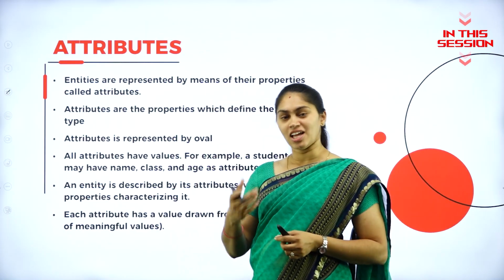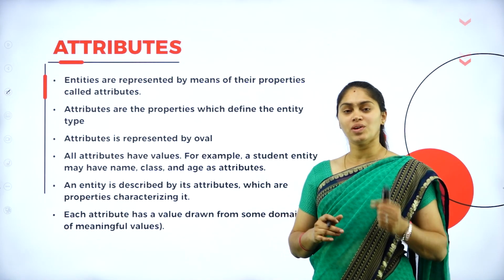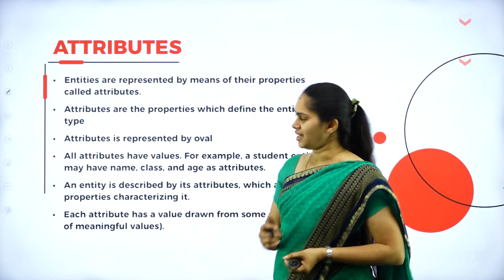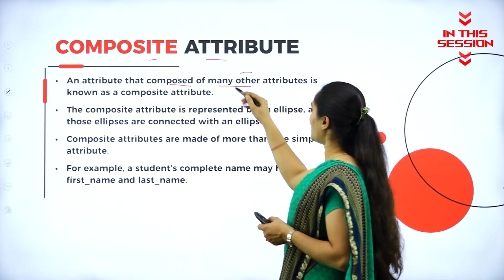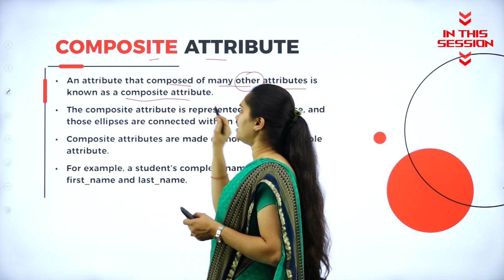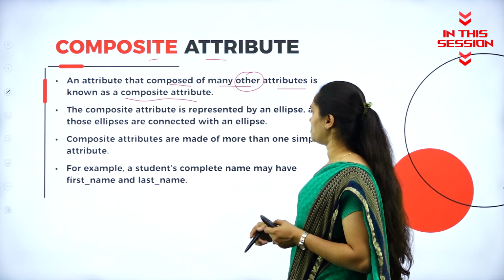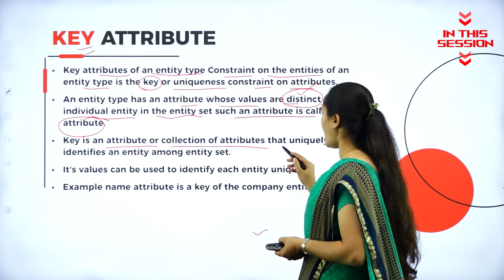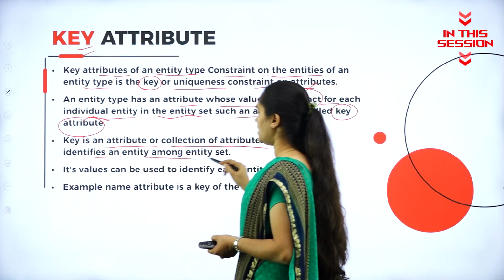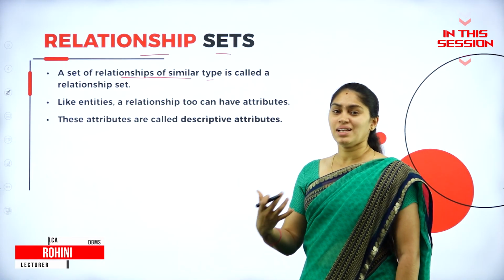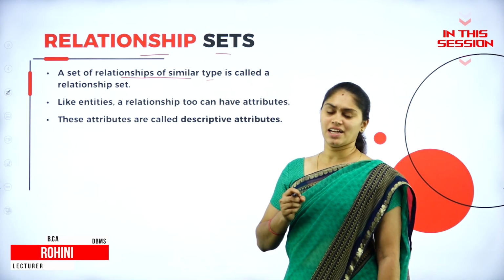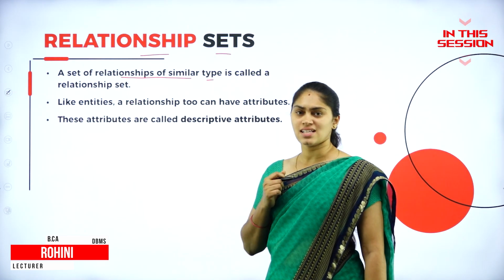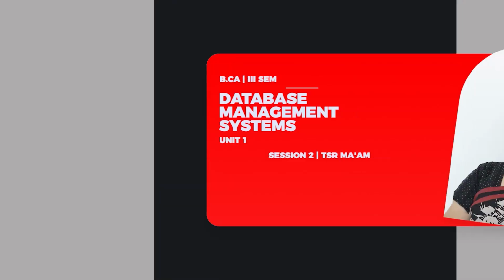Properties of an entity. With the help of this attribute, we are going to identify an entity. An attribute that is composed of many other attributes, then we call that a composite attribute. A key is an attribute or a collection of attributes that uniquely identifies an entity among an entity set. The type of relationships that are similar to each other, if it is a collection of that, then we can say that is a relationship set.